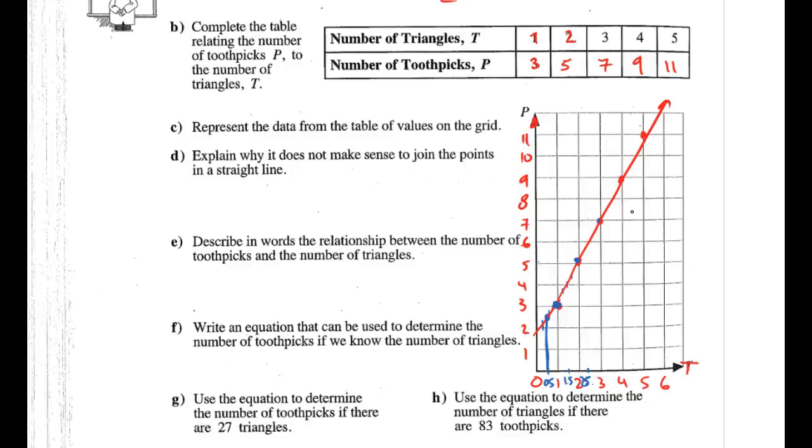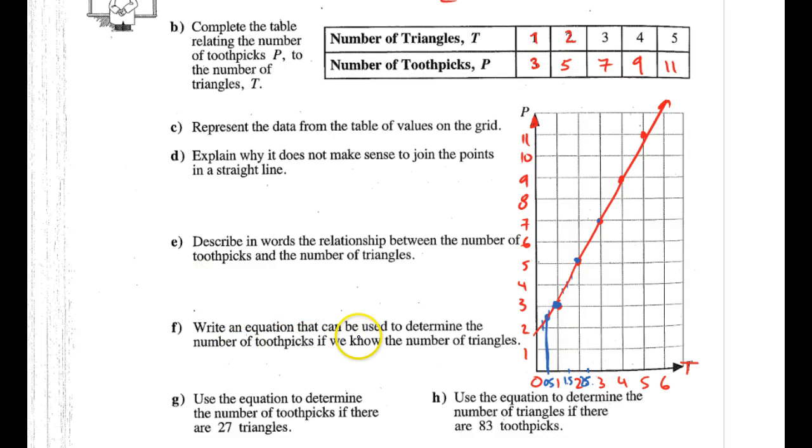Describe in words the relationship between the number of toothpicks and the number of triangles. Well, the number of toothpicks increases by 2 for every additional triangle. Okay, so that's what you would put in E.